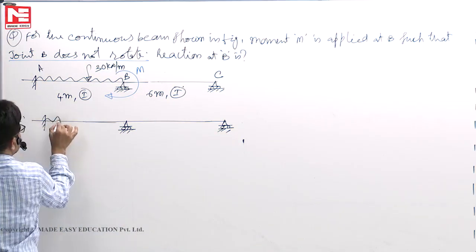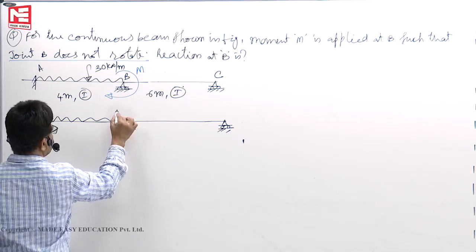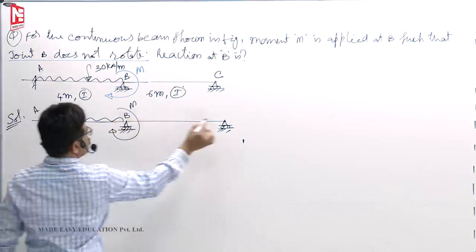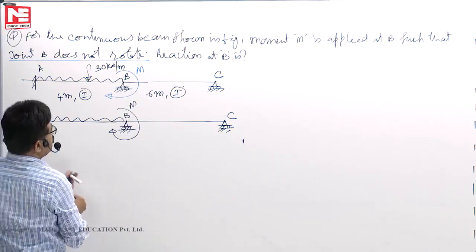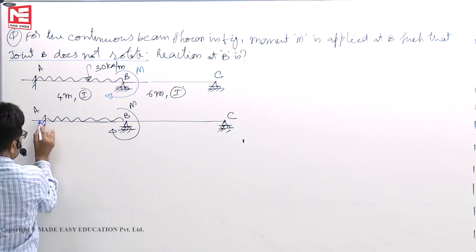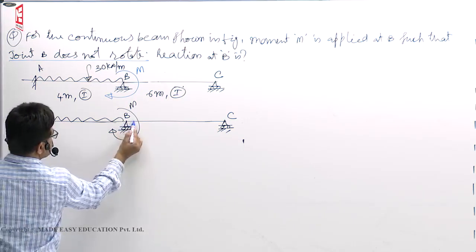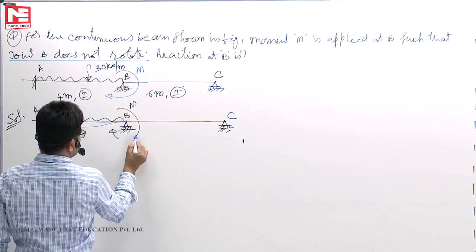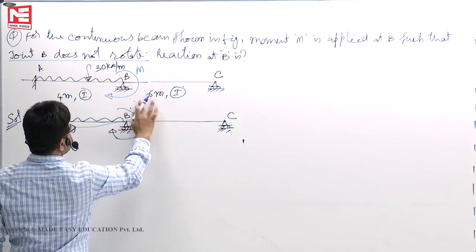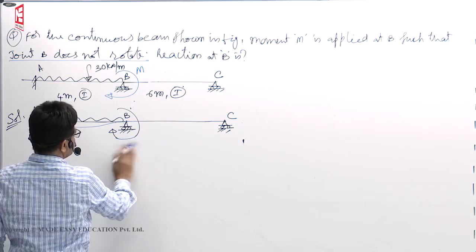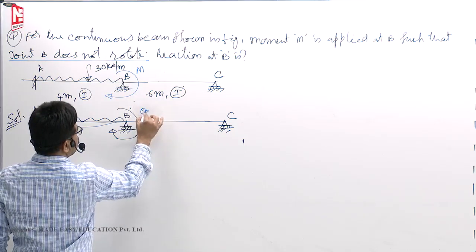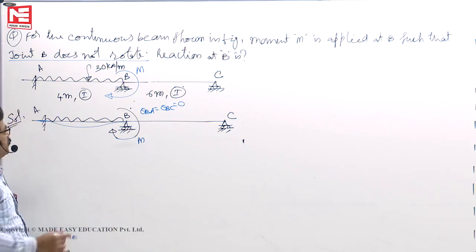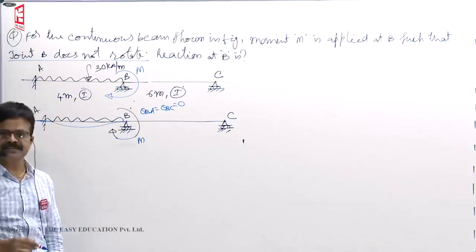Okay. Now there is UDL and there is a moment M. A, B, C. Theta B is 0 means after applying the moment M, it might have deflected like this. Okay, this is your M. So that theta BA, theta BC must be 0. That is the question. So the deflection profile is like this.